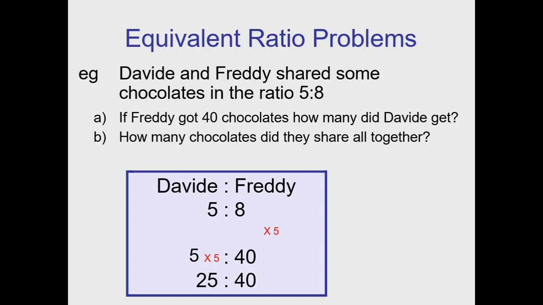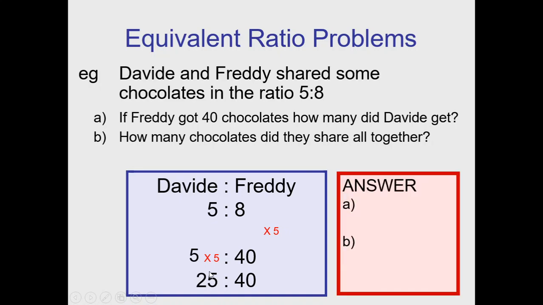That seems fair because originally Freddie got 8. That number got multiplied by 5. So originally Davide got 5. That number was multiplied by 5. It maintains the same proportion. Right. So, answer, Davide got 25 chocolates.